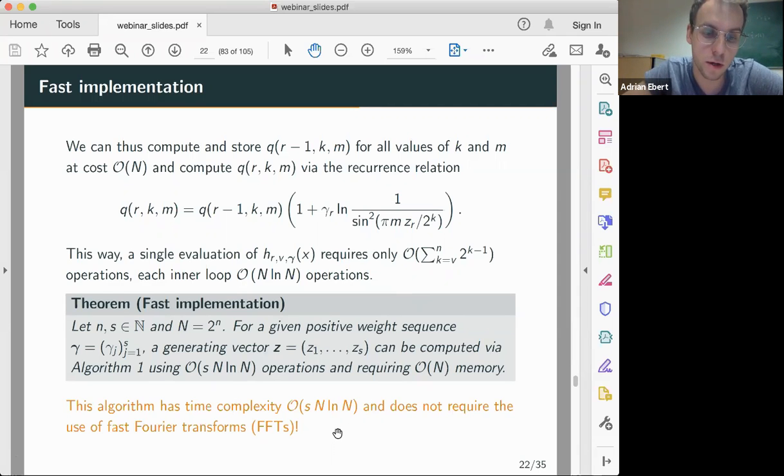One important thing to notice here is that usually these CBC constructions get fast because they use fast Fourier transformations to do certain operations. But our algorithm actually achieves the same complexity asymptotically, but without the use of such techniques. And therefore, it is also easier to implement.